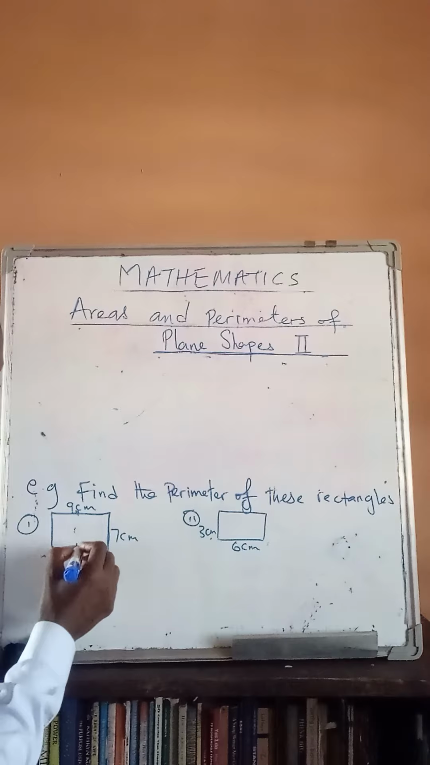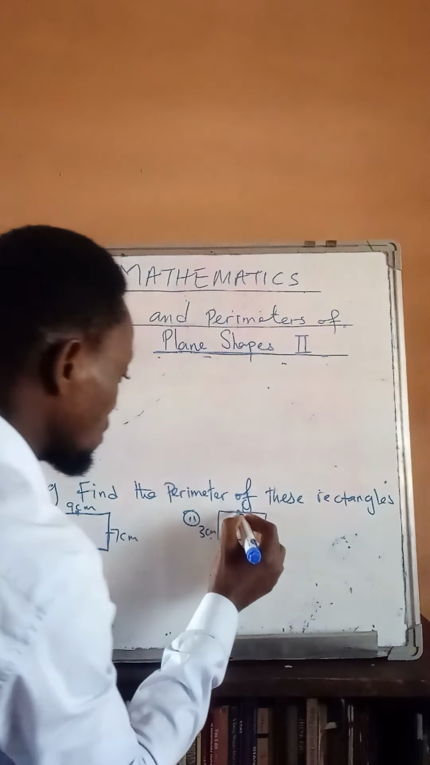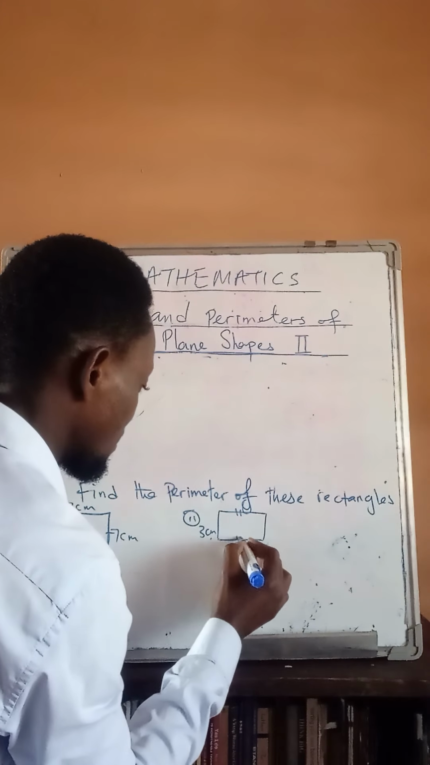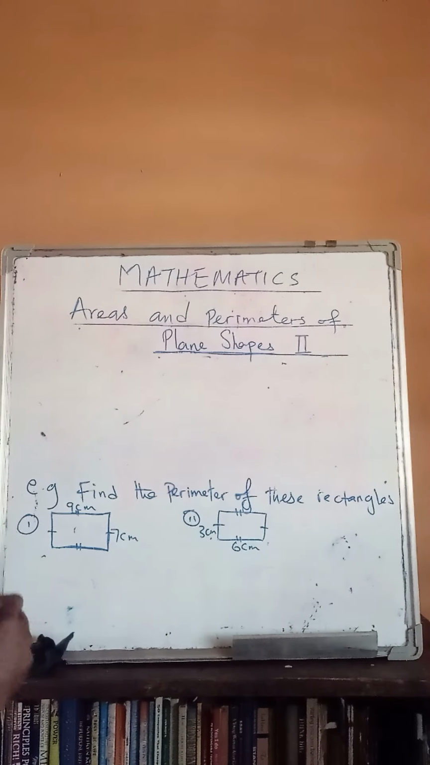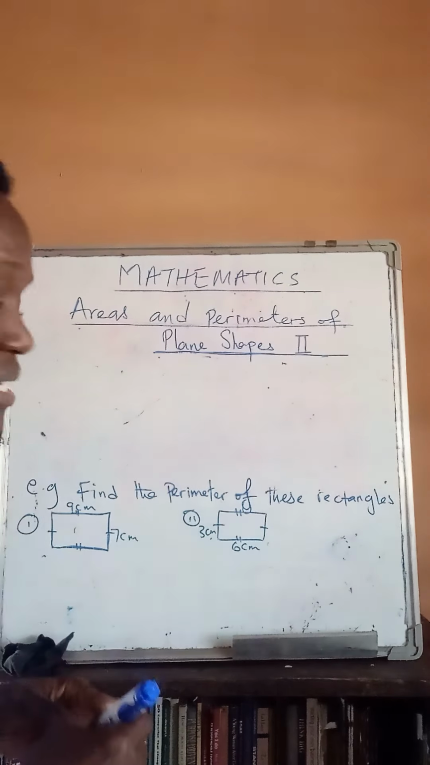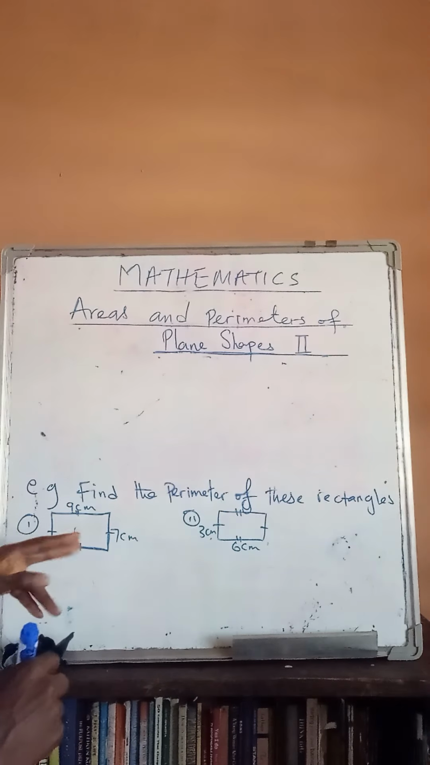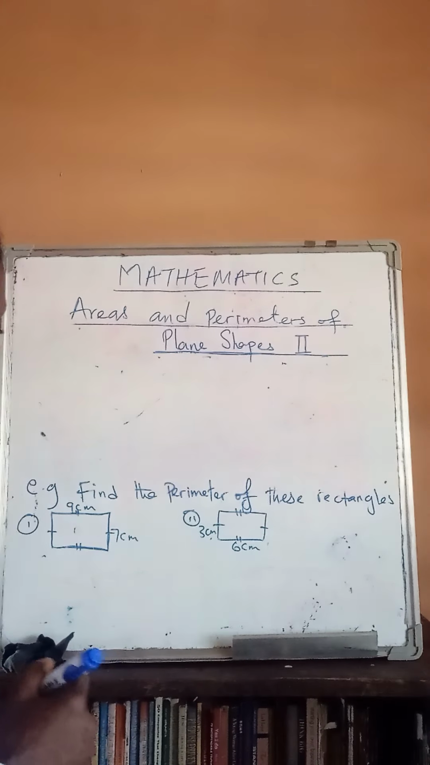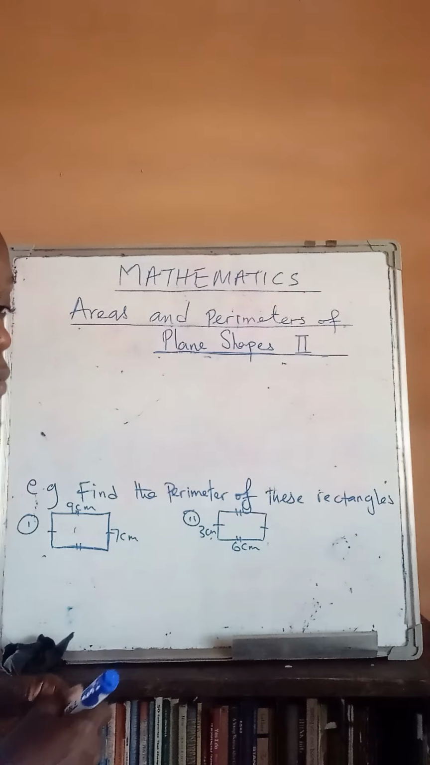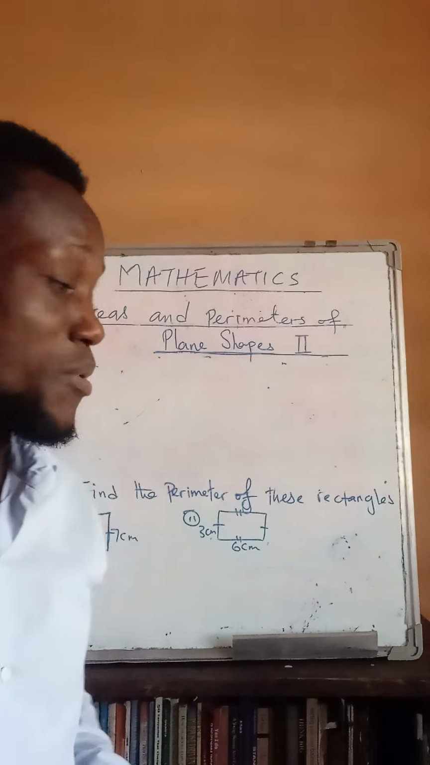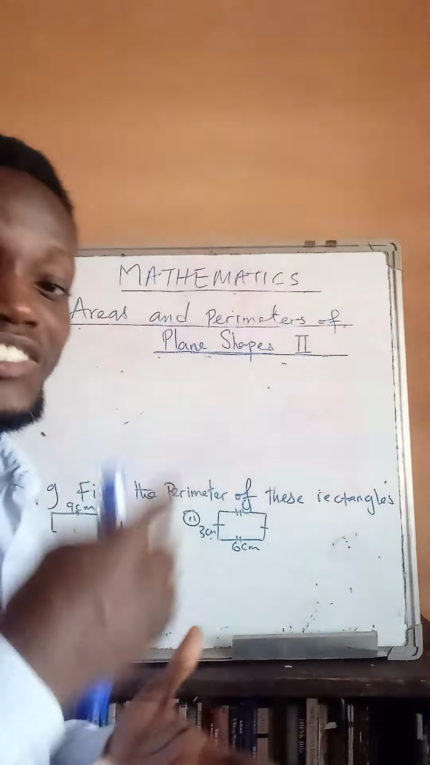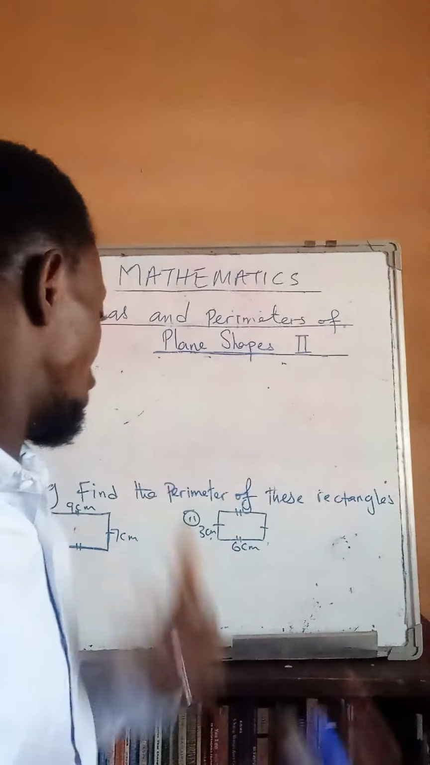Two opposite sides are equal. Now look at this rectangle. We said the longer side is usually the length, while the shorter side is the breadth. And if we were to look for perimeter, we say perimeter is the total distance round a shape, or the total dimension of a shape.